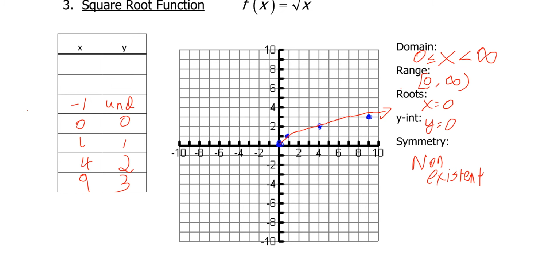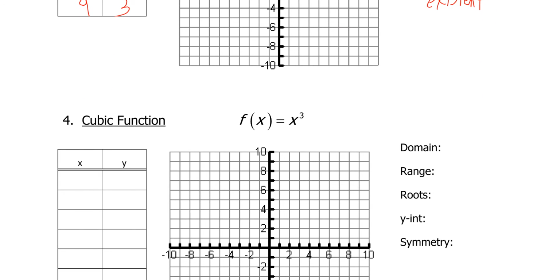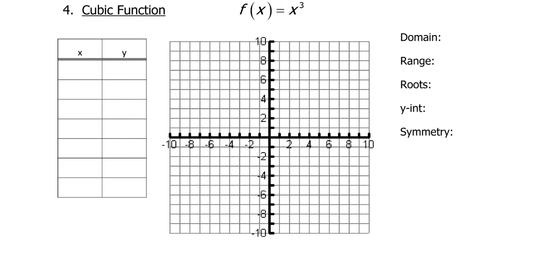Next thing we've got is our cubic function. Cubic function is a rather interesting function. We're going to have 0, 0, and that's going to be 1, 1, 2, 8, and 3, 27. Negative 1, negative 1, negative 2, negative 8, negative 3, negative 27.